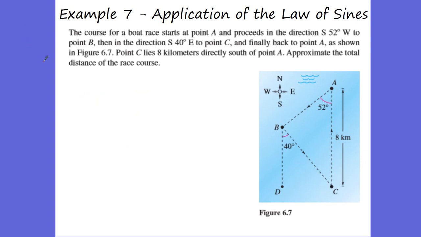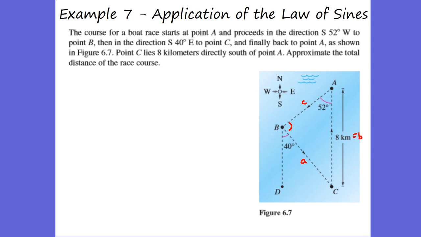And so you can see how here for this problem, we have a triangle here. We want to know what's the approximate total distance of the race course. You can see the boat starts at A, it goes to B, then it goes to C, then it goes back to A. Okay, we're just going to label some sides here. Since this is angle A, I'm going to call that A. Since this is angle C, I'm going to call that C. Since this is what we call angle B, I'm going to call this B. All right, that's a little bit better, isn't it?